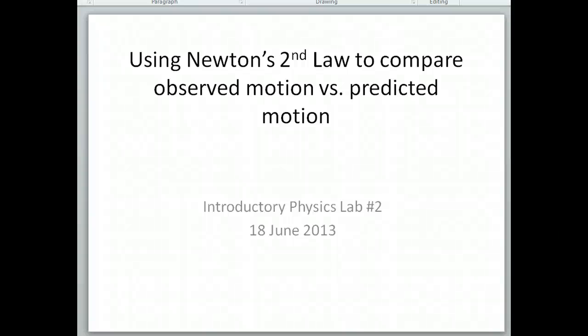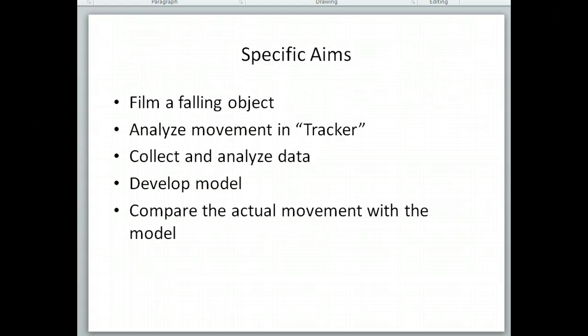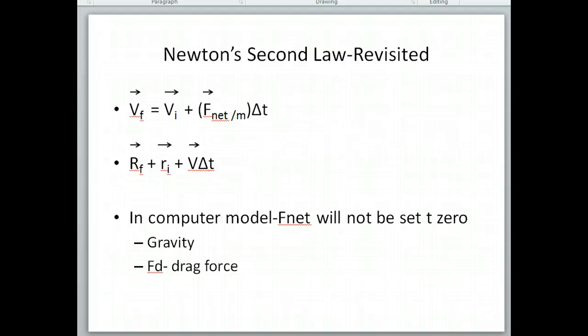This is Introductory Physics Lab number 2, using Newton's second law to predict observed motion versus predicted motion. Specific aims of this lab are to film a falling object, then analyze the movement in Tracker, collect and analyze the data, develop a computer model on VIDLE, and then compare the actual movement with the computer model. We're looking at Newton's second law again.